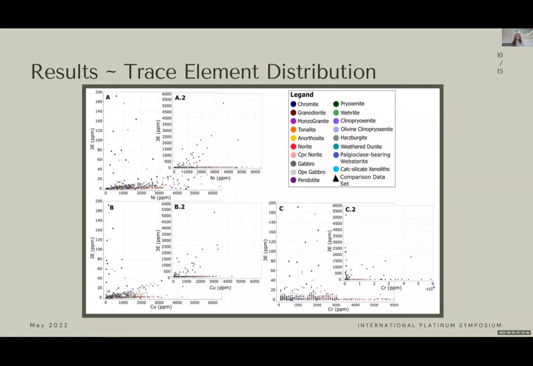To further the trace element distribution analysis, let's quickly have a look at 3E versus nickel, copper, and chromium. And we can see that there's been a positive distribution between nickel and copper in 3E, although it's significantly lower than the comparison again. And then on the contrary, there's hardly any correlation between high 3E values and high chromium.